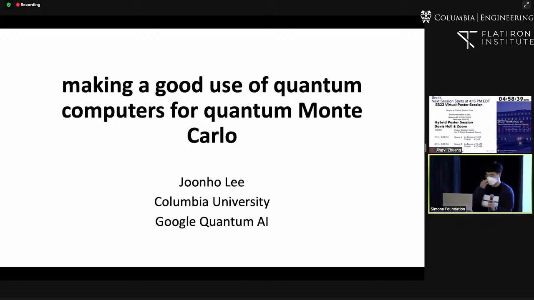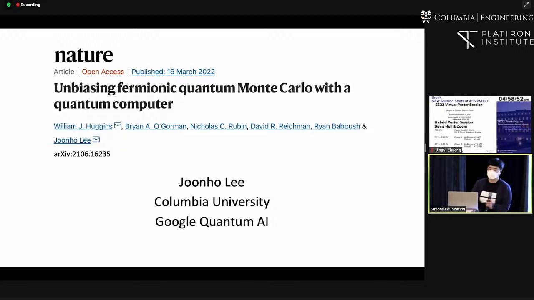I'm currently a postdoc at Reichman's lab at Columbia University, and also a visiting faculty researcher at Google's Quantum AI team. So this talk is going to be mainly about a recent paper that we had in Nature, which is about how one can do unbiased fermionic quantum Monte Carlo calculations using a little bit of quantum computing tools.